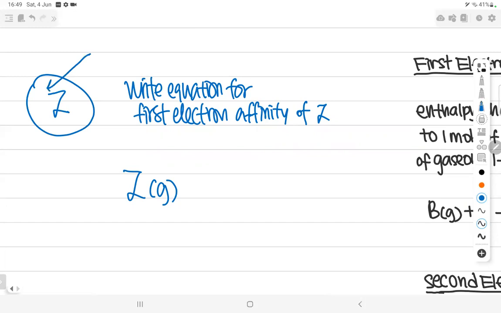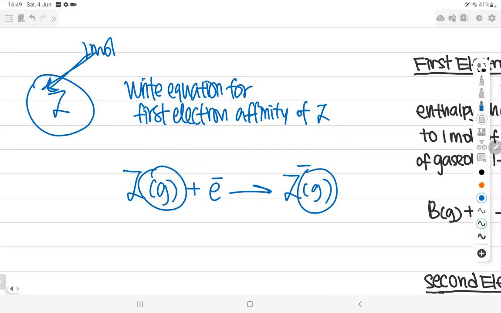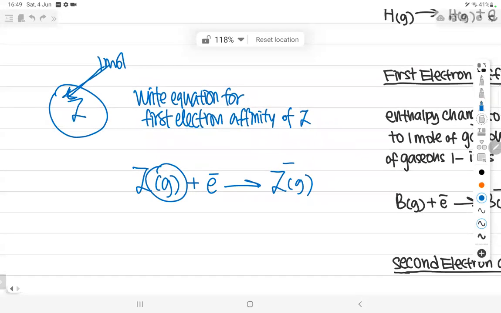Now you put in 1 mole of electron. So we add 1 mole of electron into the Z. The Z now will become positive ion. Sorry, it will become negative ion. Sorry, my bad, my mistake. It becomes a negative ion, and it's still a gas. So everything happened in gas form. This is called electron affinity.